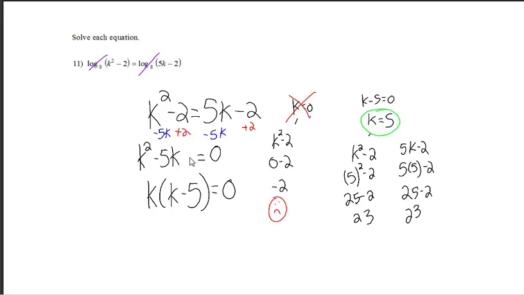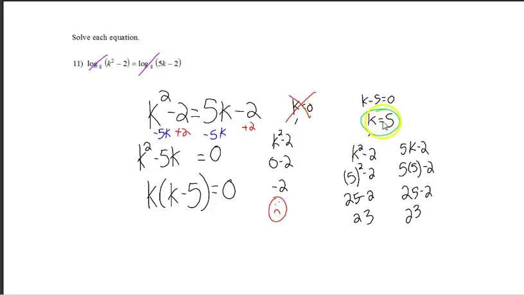Now here I set each factor equal to 0. So k equals 0 and k minus 5 equals 0. The problem with k equals 0 is when I go to check this in one of these logs, I get k squared minus 2 equals 0. I put a 0 in there. 0 squared is 0. 0 minus 2. It's over. I got a negative inside of one of my logs. That's not good. In fact, it's so not good, 0 can't be an answer. So cross that one out.